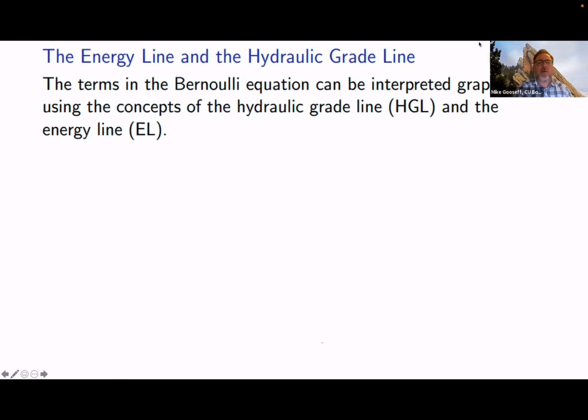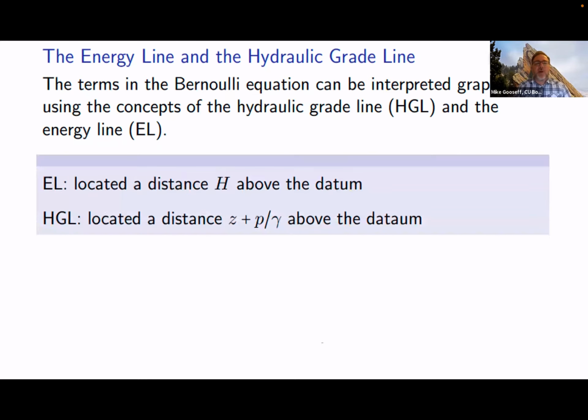It's weird, my arrow didn't work. Okay, so the energy line is H, where capital H is the sum of all of our energies. We haven't really designated it that, but we'll start to do that now. So it's total big H here. And then the HGL, the hydraulic grade line, is some distance Z plus P over gamma. And so Z is, of course, our potential energy, and P over gamma is our pressure energy, right?